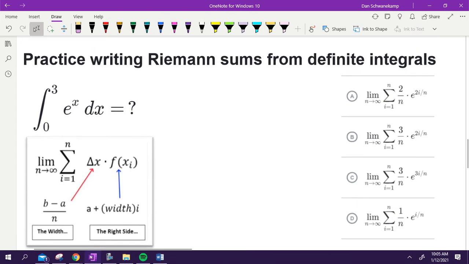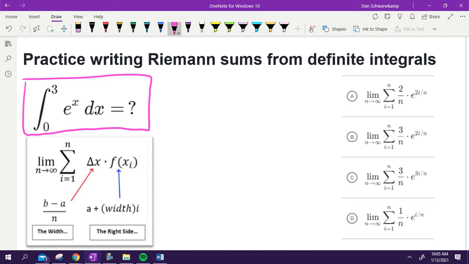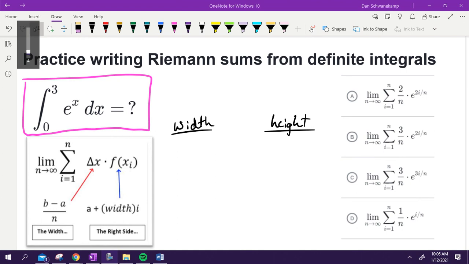On the back side, it says we're practicing writing these Riemann sums using definite integrals. Talk with your neighbor. Use that same idea. Flip back and forth if you need to. Which one of those matches with that integral right there? Talk to each other. Figure it out. Here we go. Show me with your fingers: 1 for A, 2 for B, 3 for C, 4 for D. What you got?